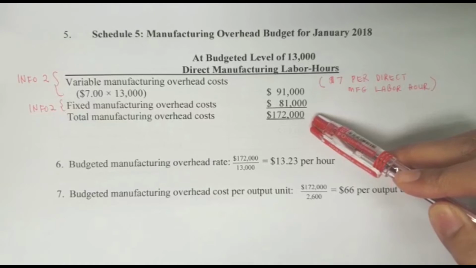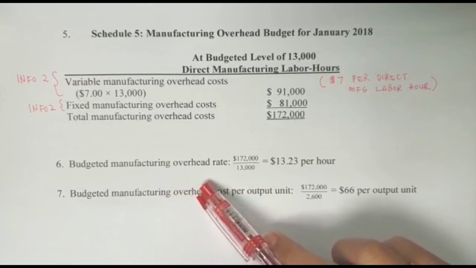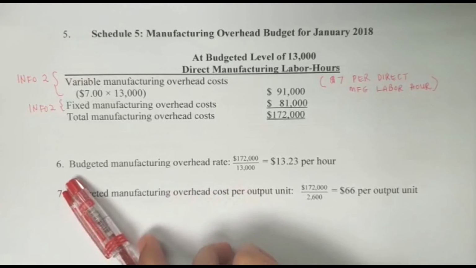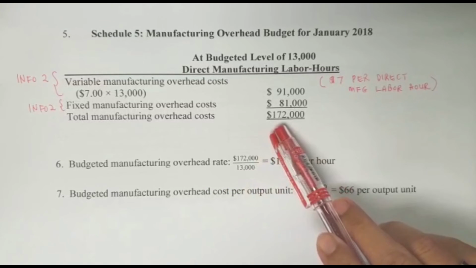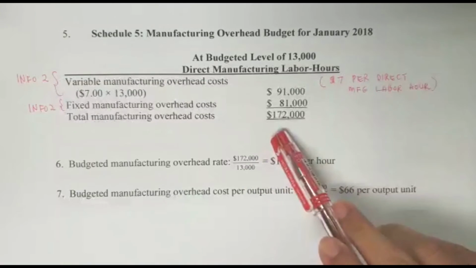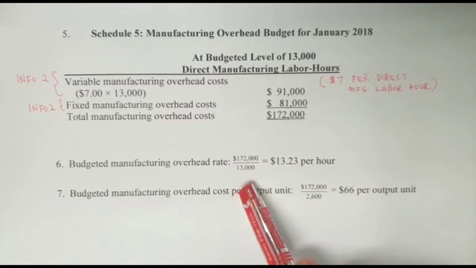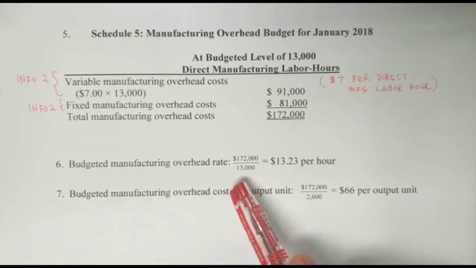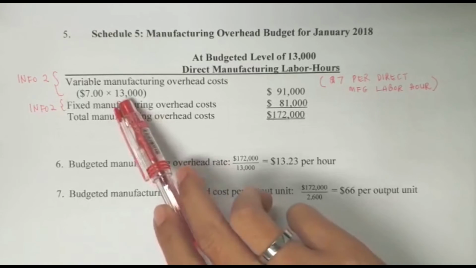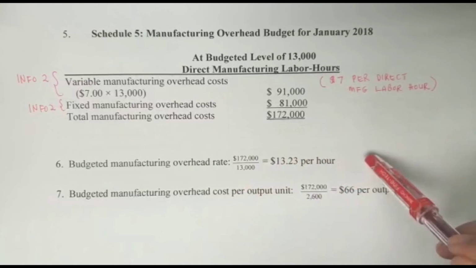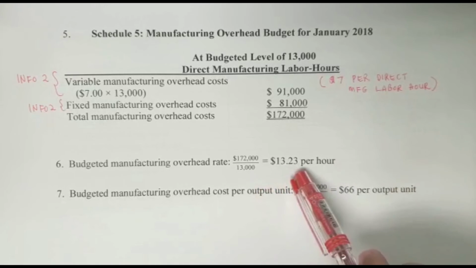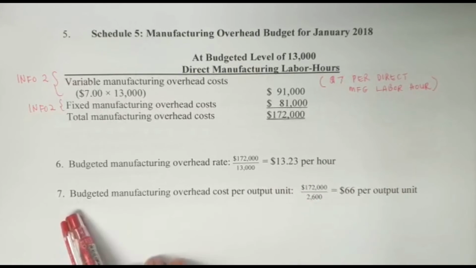So the total manufacturing overhead cost is 172,000. Okay, the next question asks you to calculate the budgeted manufacturing overhead rate. Because it's a rate, we have to use this amount, 172,000, divided by the 13,000 labor hours that are needed. This is our labor hour rate. So we can get here the rate of $13.23 per hour.